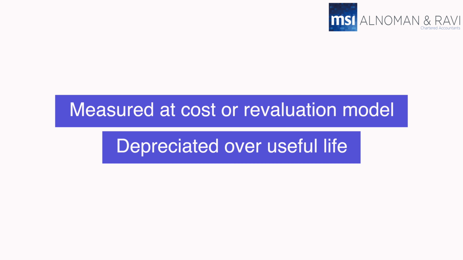and equipment. The property, plant and equipment is initially measured at cost or using the revaluation model and is depreciated systematically over the useful life. IAS 16 states that the useful life of an asset is determined on the basis of the expected utility of this asset to the entity.